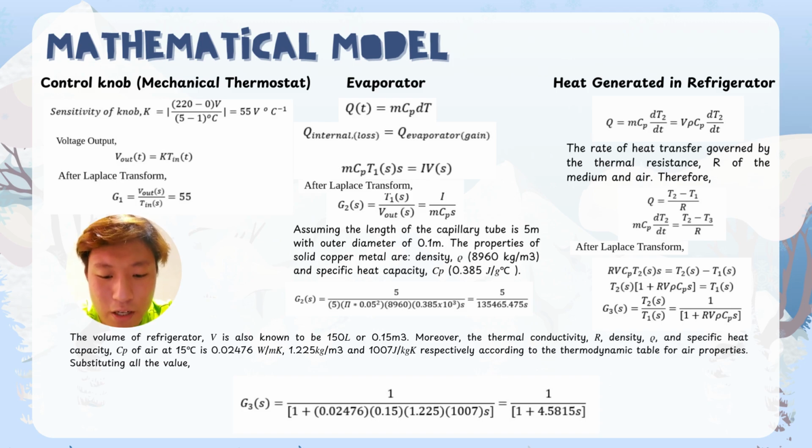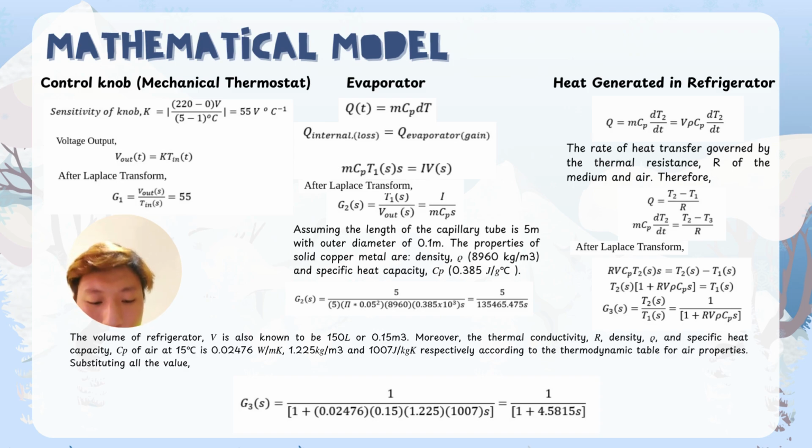The volume of the refrigerator V is also known as 150 liters or 0.15 meter cubed, and for the thermal conductivity R, the density, and the specific heat capacity, the air at 50 degrees Celsius has a thermal conductivity of 0.02476, a density of 1.225, and a specific heat capacity of 1007 joules per kg Kelvin.